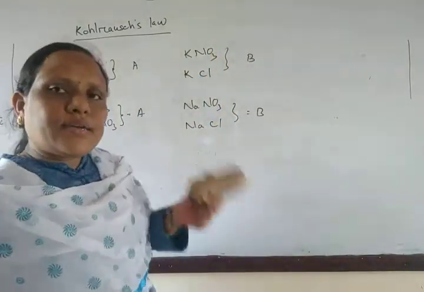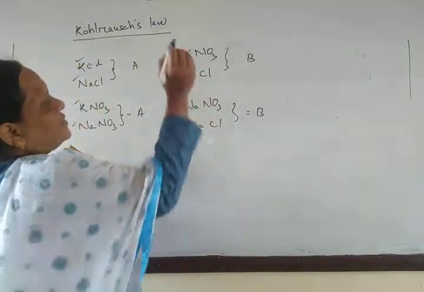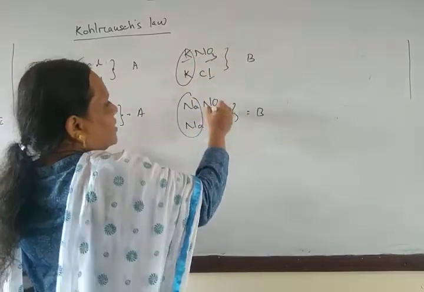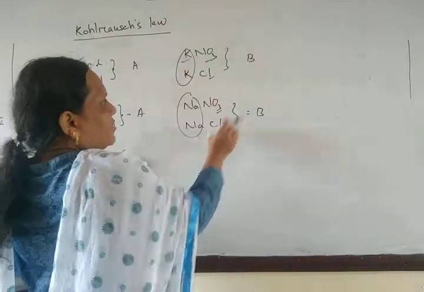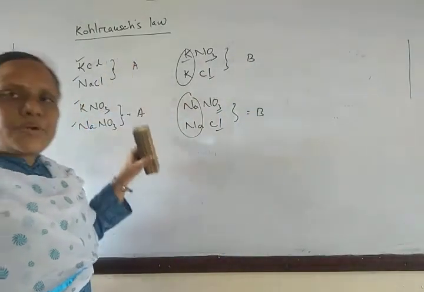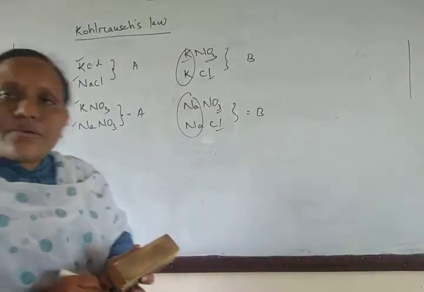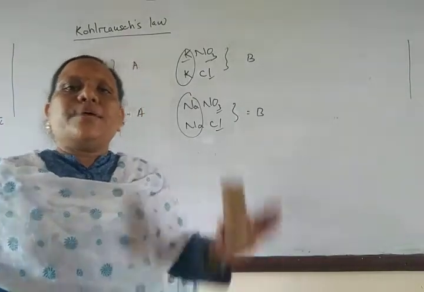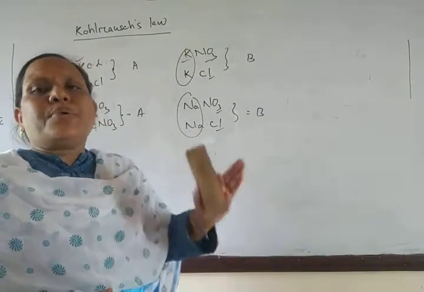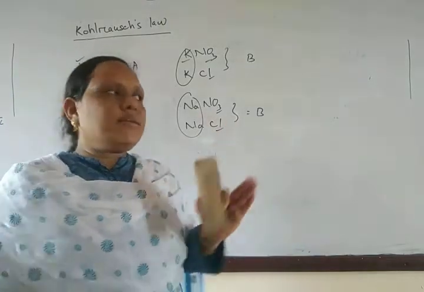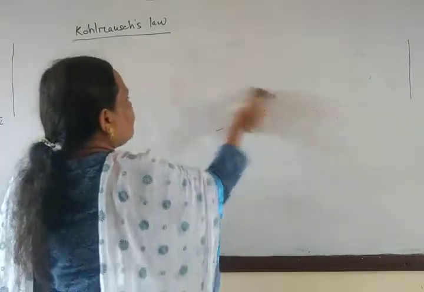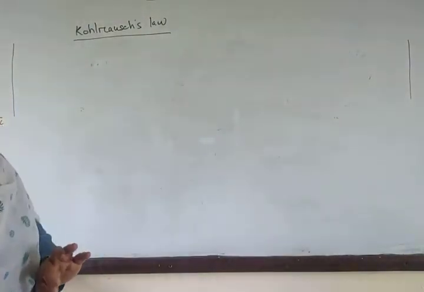So from that, what did he conclude? From that he concluded that these are the same cations. Here the same cations, only the anions are different. As the anions are different, we get the same conductance value. As the cations are different, we get the same conductance value. From that, he concluded that every cation has a particular conductance value at infinite dilution, and every anion has a particular conductance value at infinite dilution.